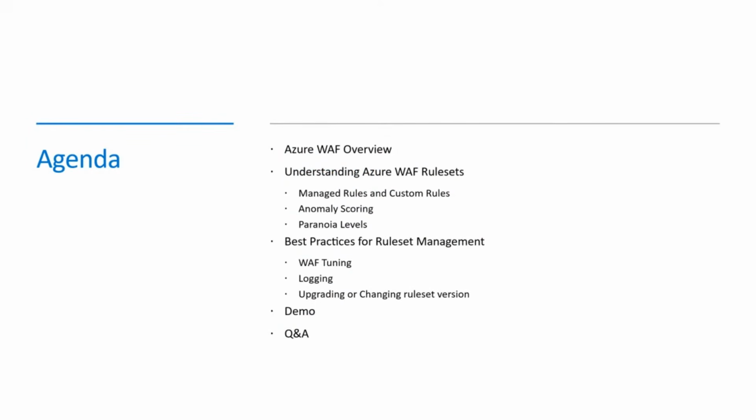So moving on, here's what we'll cover today. We'll begin with an overview of the Azure Web Application Firewall. Then we'll explore the fundamentals of the WAF rule sets, the difference between managed and custom rules, and then dive into key concepts such as anomaly scoring and paranoia levels, which are essential for fine-tuning your WAF configuration.